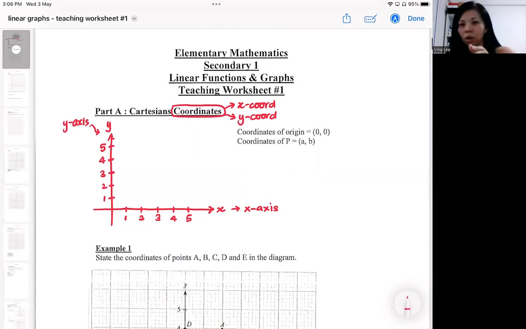When we say x coordinate and y coordinate, it means something like this. This is the x coordinate, and then this is the y coordinate. Later on, I'll introduce it to you.